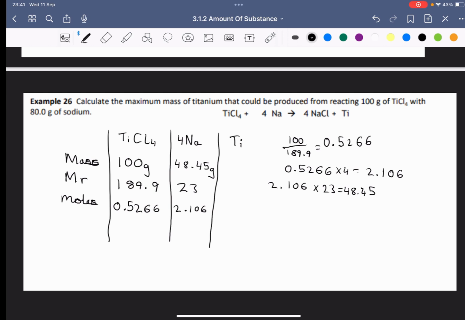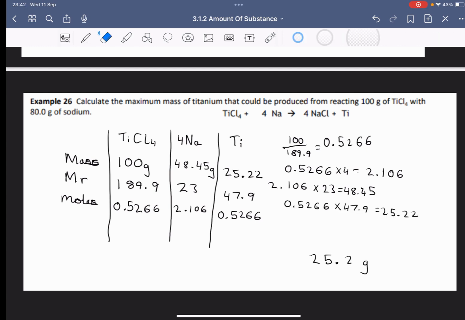So we have 0.5266 moles of titanium chloride. This means we're going to form 0.5266 moles of titanium, and this is because titanium chloride and titanium is a 1-to-1 molar ratio. Now I'm going to times the moles of titanium by its MR to get... So the maximum mass of titanium that we can produce is 25.2 grams.